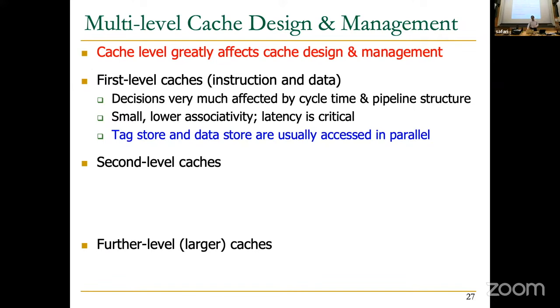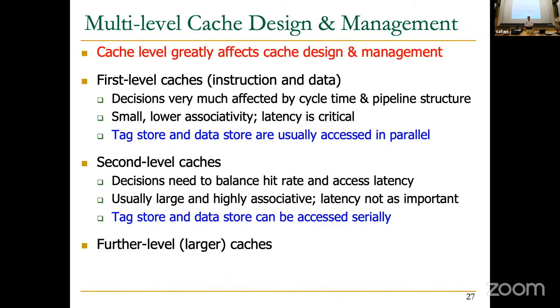Now let's take a look at the second level. In the second level, you're not as bound by the pipeline constraints, so your access latency is less important. It's still important, of course, but you need to balance the hit rate and access latency. So usually these are large and highly associative. Latency, again, is not as important. So one design decision in the tag store and data store is to access them serially.